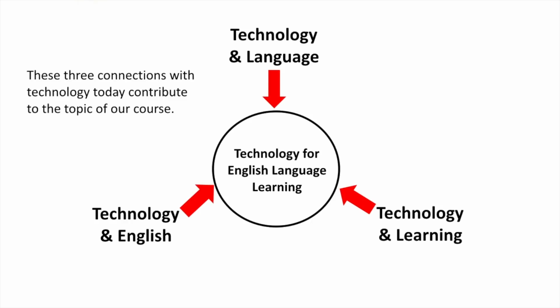These three connections to technology contribute to the topic of our course. In other words, our topic is affected by these larger trends in society: the connection between technology and language, the connection between technology and learning, and the connection between technology and the English language. All of those connections operate outside of our classrooms, but they all impact what happens with how we use technology for English language learning. All of these larger societal trends provide new opportunities for us to use technology for English language teaching and learning.